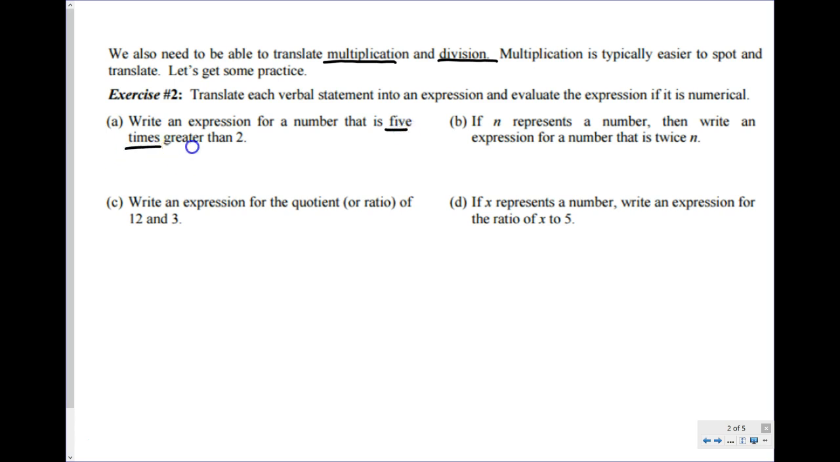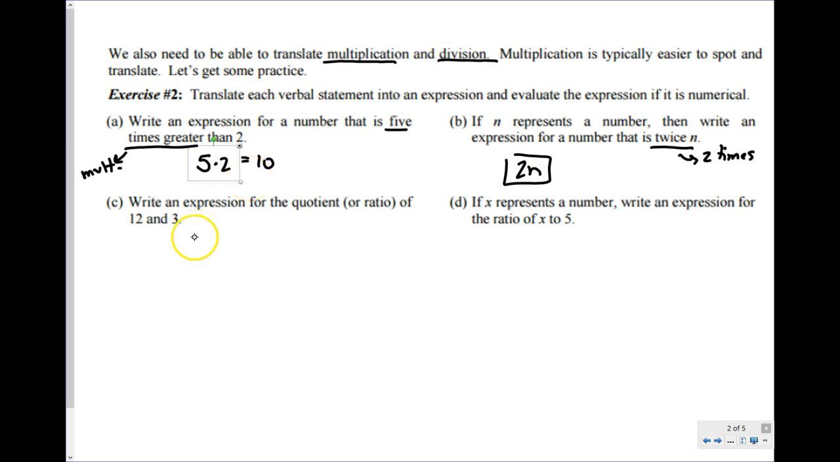5 times, that means multiplication. So I want 5 times 2. So 5 times 2 will give me 10. That's a number 5 times greater than 2. Letter B. Now if n represents a number, write an expression for a number that is twice n. Twice means 2 times. So I have 2n.